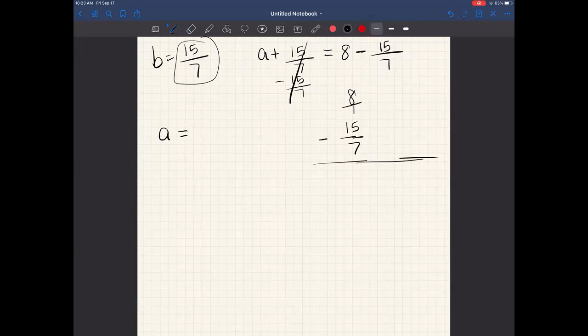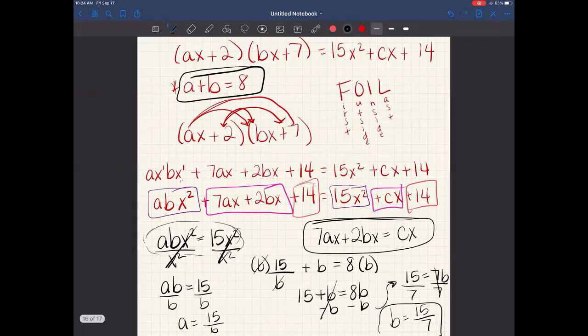Because this is over 1, I just need to get this here to 7. I don't need to touch the bottom part. I'm trying to hurry. 8 times 7 is? Now I'm subtracting 56 by 15. That gives me 41 over 7. So A is equal to 41 over 7. But I'm still not done.